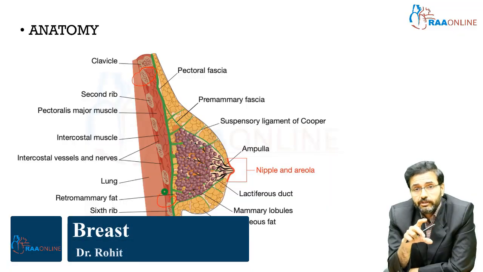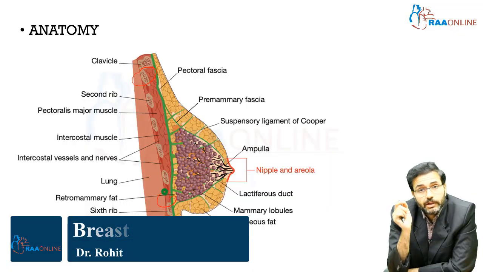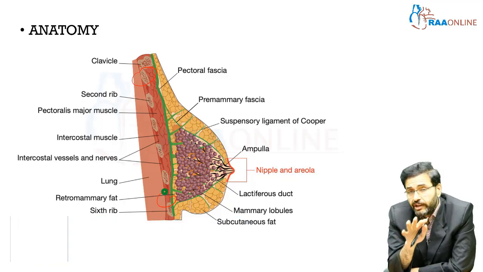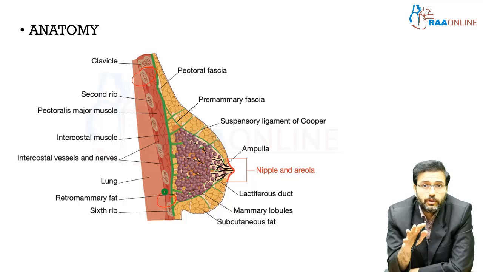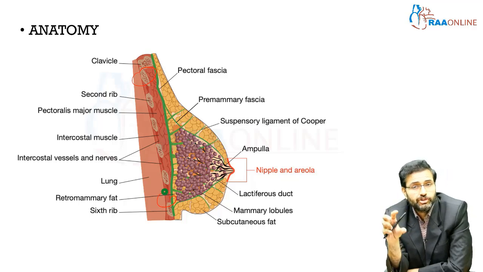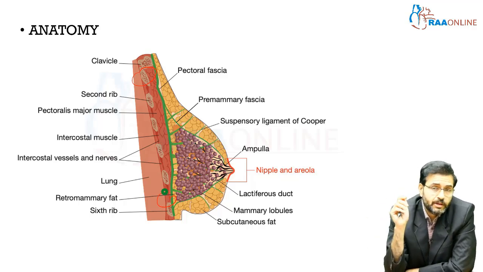So we will now discuss the anatomy of the breast. The breast, as we all know, is a modified sweat gland. The extent of the breast is of great importance because surgically, our dissection, all pathologies have to be addressed based on its position in relation to the breast.